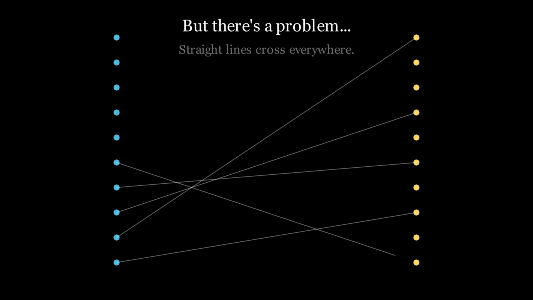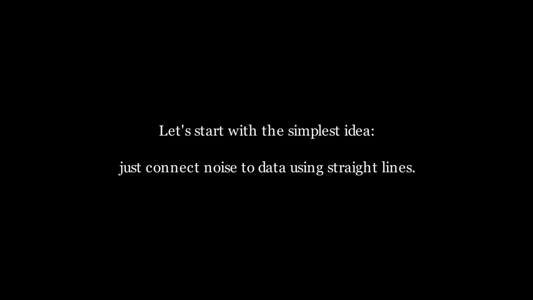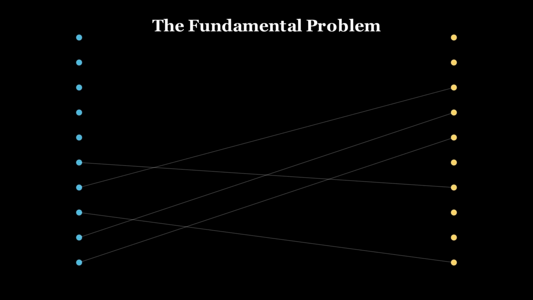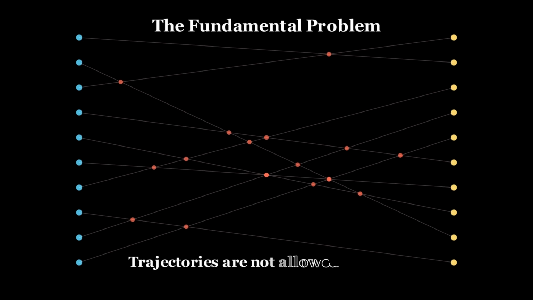But there's a problem. If we connect noise to data with straight lines, they cross everywhere. And that's where rectified flow comes in. Let's start with the simplest idea. Just connect noise to data using straight lines. But there's a fundamental problem. These paths cross each other, and in a valid flow, trajectories are not allowed to cross.